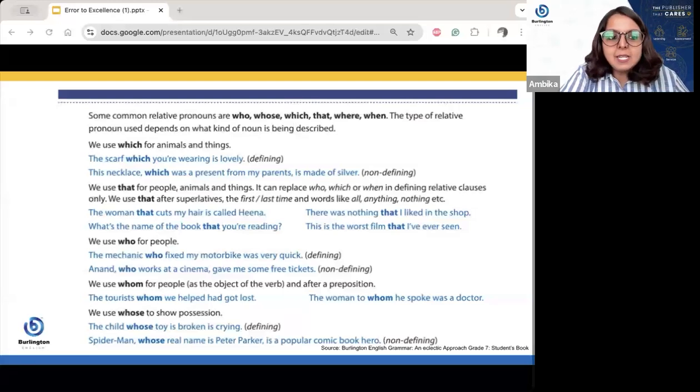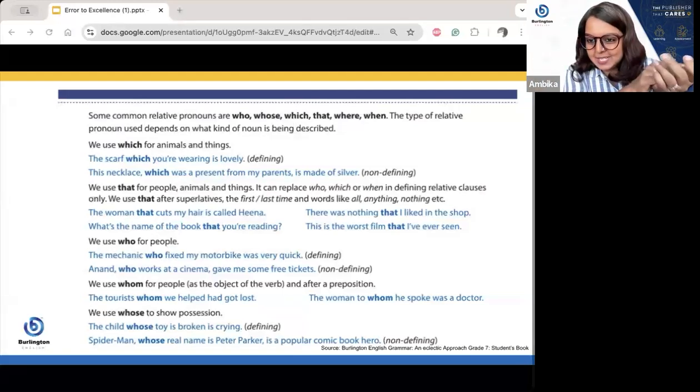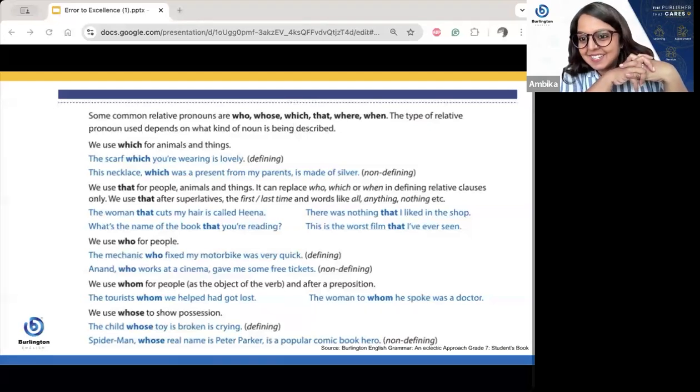So, for that, we use it mainly for people and animals. That is a common thing that we use quite a lot. We use it for people, and we use it for things. It's a go-to relative pronoun, very honestly, because it has multiple uses. Whereas which is much more specific to animals and things, and you will not be using it as dynamically, because that we use even with people, but we don't use which with people.